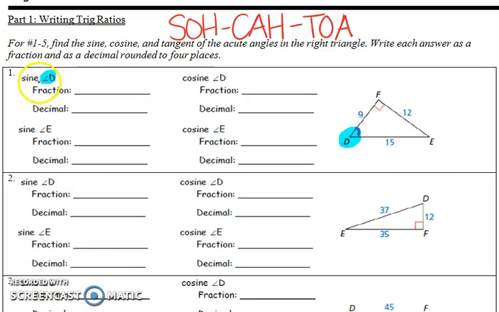Okay, so for sine of angle D, we're going to find the opposite over the hypotenuse. So the side that is opposite of angle D is the side directly across from angle D, which is 12, divided by the hypotenuse. Remember, the hypotenuse is always the longest side in a right triangle, and it is also directly across from the 90-degree angle. So the hypotenuse in this triangle is 15. So sine of angle D, written as a fraction, is 12 divided by 15.